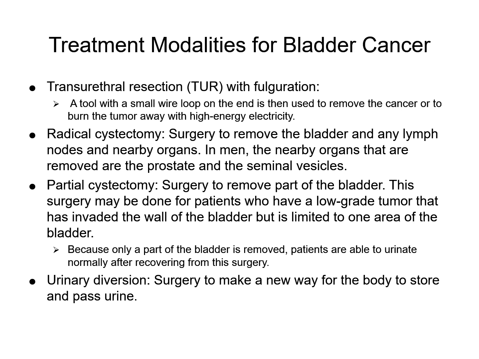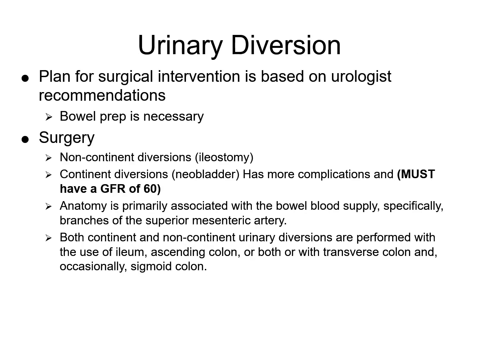If they have a radical cystectomy, they will need to do a urinary diversion. And this is a surgery to make a new way for the body to store and pass urine. A urinary diversion is a term that's used when the bladder is removed or the normal structures are being bypassed and an opening is made into the urinary system to divert the urine. It is diverted through an opening in the abdominal wall.